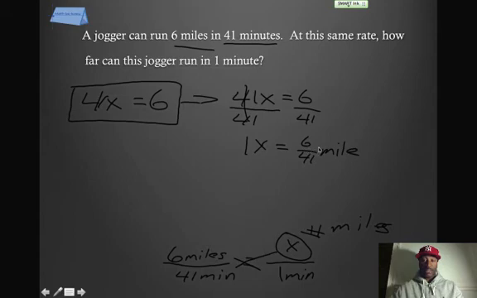So this is actually my answer, but you may not see this answer. This answer could be in decimal form, okay? So remember, 1x is the same as x. I can easily say, get rid of the 1 and just say x is equal to 6 over 41 miles.